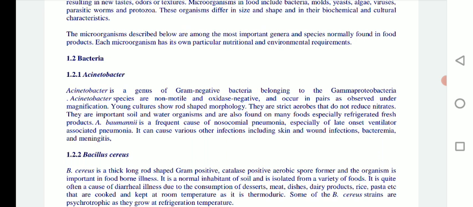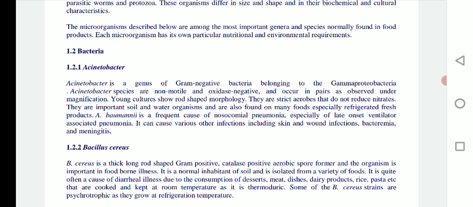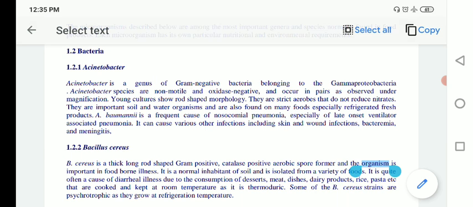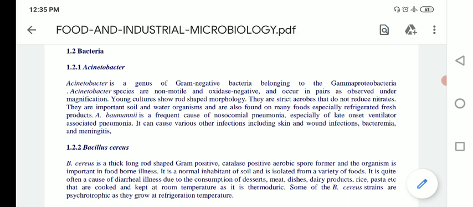Acinetobacter baumannii is a frequent cause of nosocomial pneumonia. So what is meant by nosocomial infection? Nosocomial infections are hospital-borne infections, and Acinetobacter baumannii is a frequent cause of nosocomial pneumonia, especially of late onset ventilator associated pneumonia. So it is a serious pneumonia condition. It can cause various other infections including skin as well as wound infection, bacteremia and meningitis.